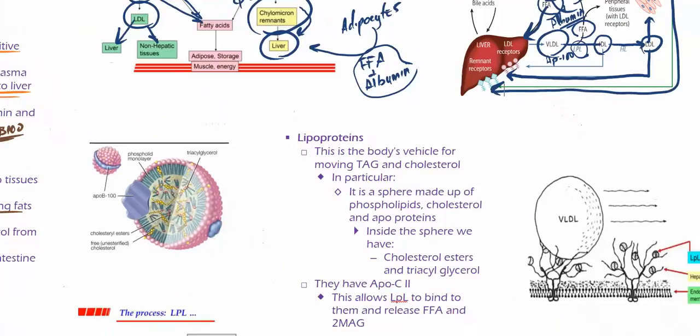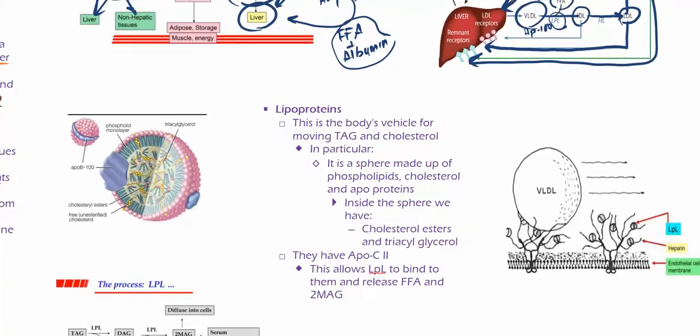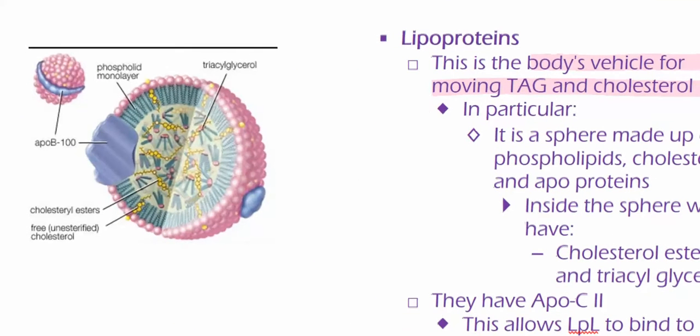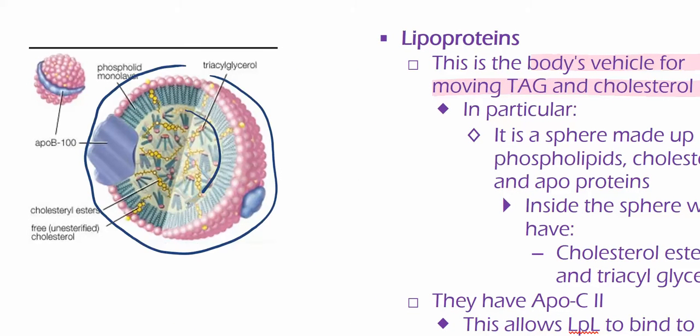Okay, so now let's specifically talk about what exactly these lipoproteins are. So the lipoprotein is essentially the body's vehicle for moving triacylglycerol and cholesterol, right? So just looking at the morphology here, we can see that it's a sphere with stuff in there.